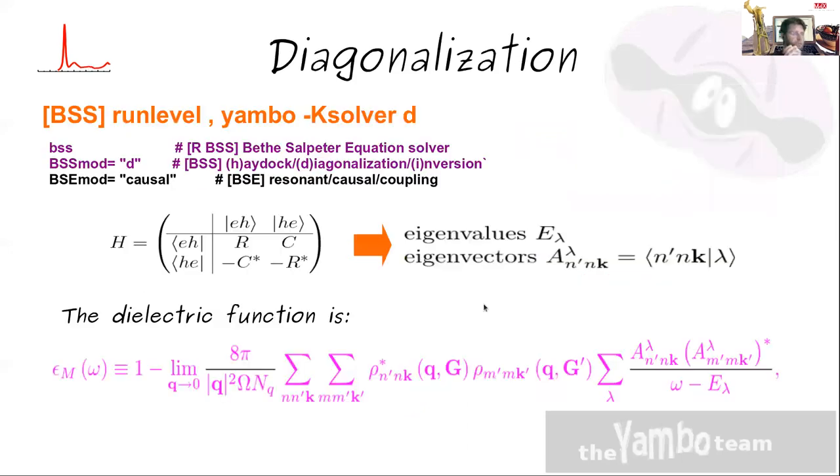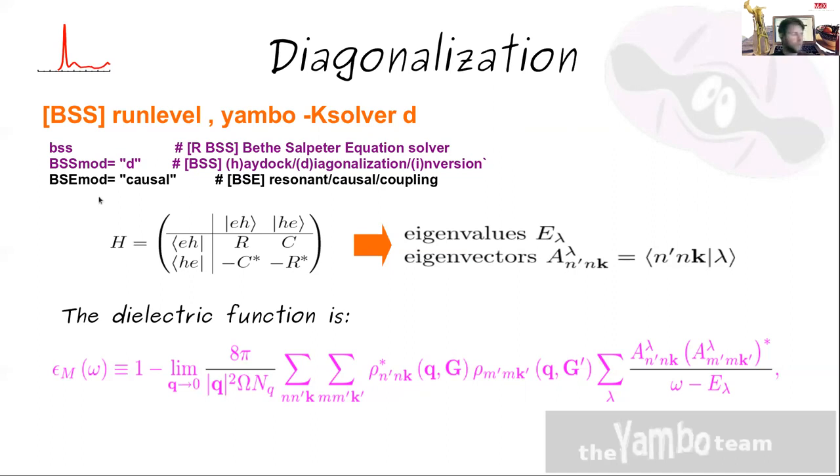Now, I will present you 3 solvers which are available in Yambo for the solution of the BSE matrix. The first one and the most direct is the diagonalization. So you have an eigenvalue problem with a Hamiltonian. You can brute force diagonalize the Hamiltonian. You get the eigenvalues, E_lambda, and the eigenvectors, A_lambda, and these can be used to compute the dielectric function.